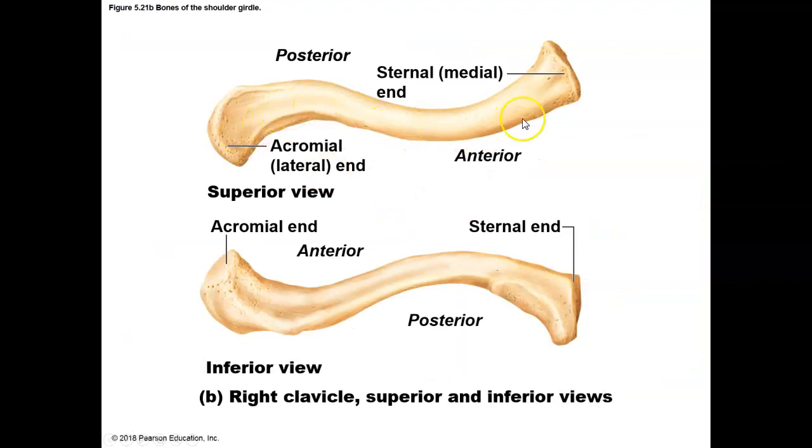Here's the clavicle. Really, the main thing I always talk about for the clavicle is that it's that uniquely curved bone, kind of looks like an S. And it has an acromial end and a sternal end. The sternal end is what attaches to the sternum. Oh, sorry. The acromial end is what attaches to the acromion of the scapula.